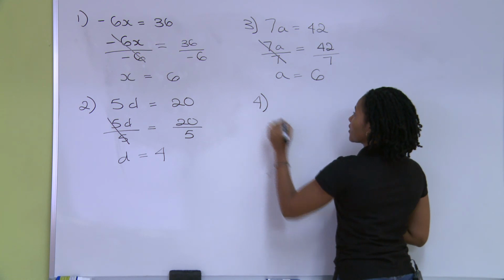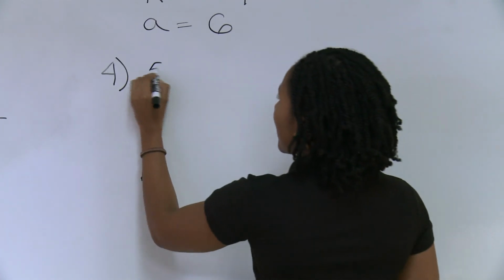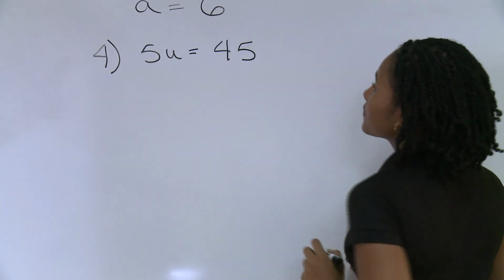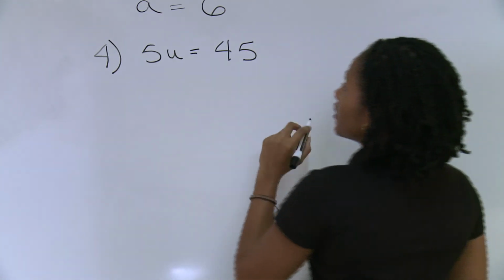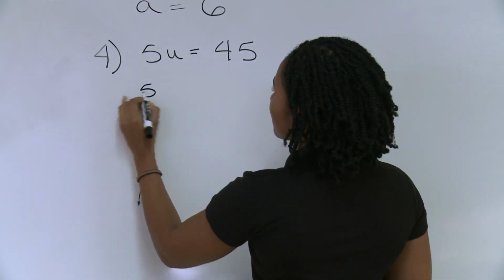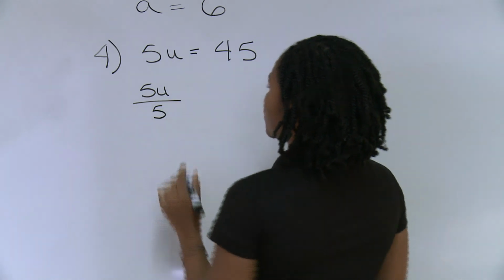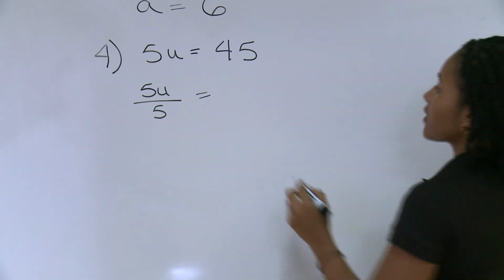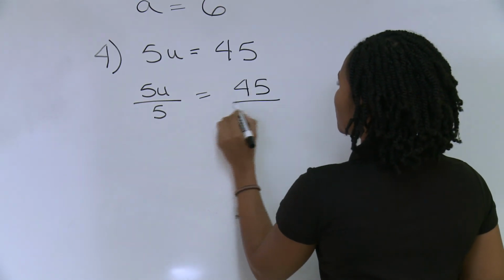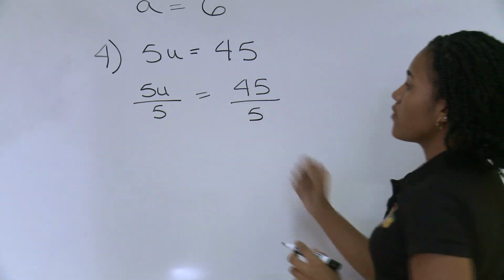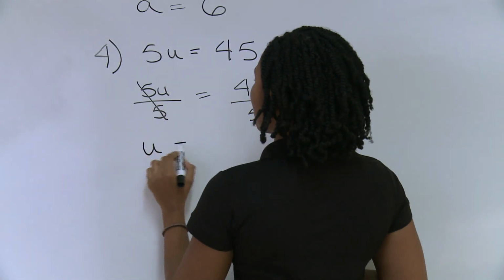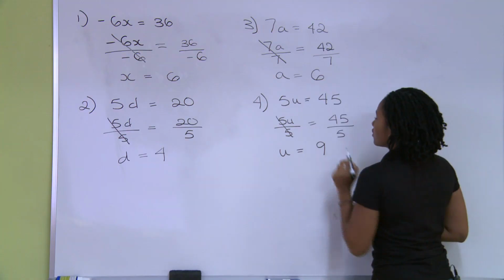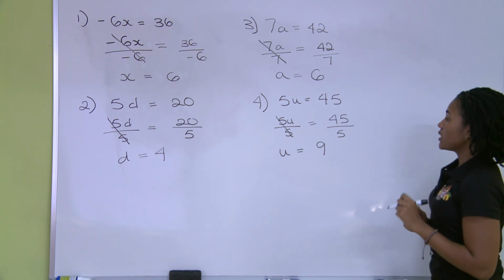For our fourth and final example, 5u is equal to 45. Once again, we're going to divide our left-hand side by 5 because we're solving for u. And we're going to divide our right-hand side by 5 also. 5 into 5, 1. So we're left with u. 45 divided by 5 is 9. So therefore, our answer is u is equal to 9.